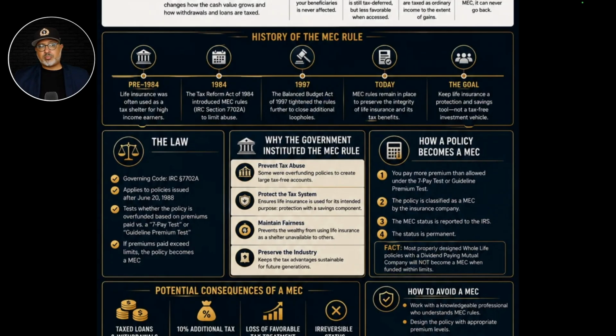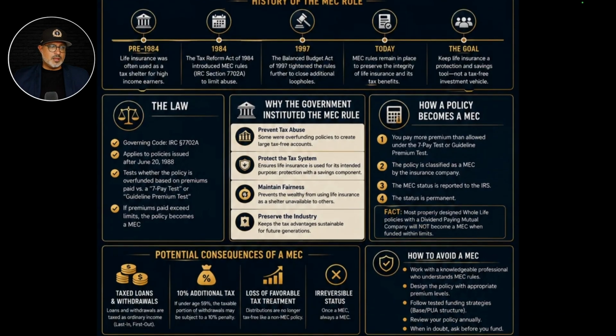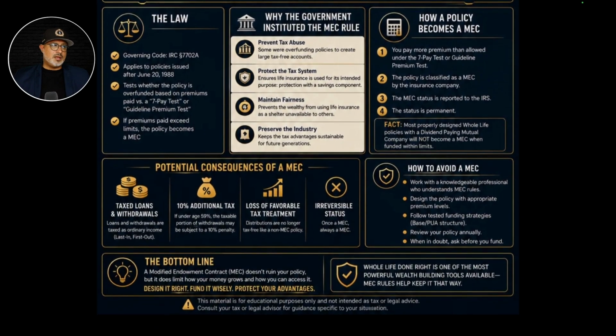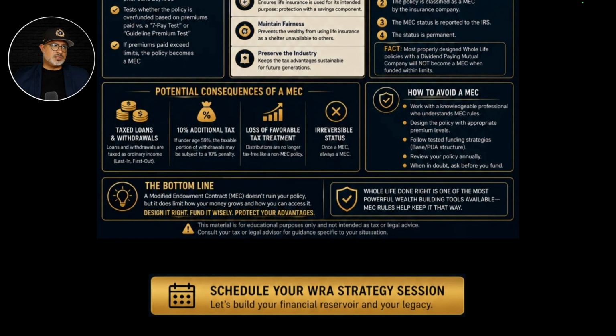The fact is, most properly designed whole life policies with a dividend paying mutual company will not become a MEC when funded within limits. The potential consequences of a MEC are that loans and withdrawals are taxed. There could be an additional 10% tax if you're under the age of 59 and a half. The taxable portion of withdrawals may be subject to a 10% penalty. You lose the favorable tax treatment, and it's irreversible.